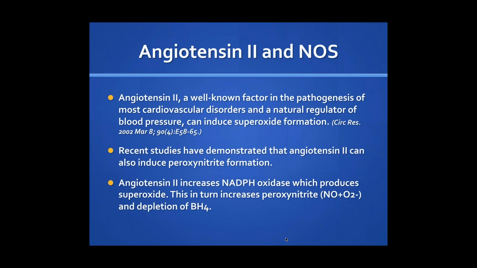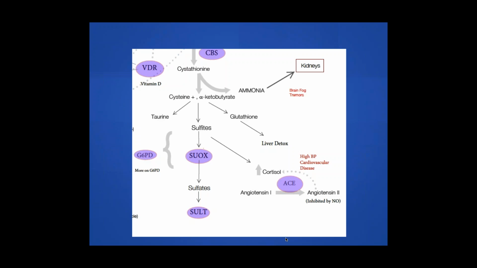So let's talk about angiotensin 2 and the nitric oxide synthase enzymes. It's a well-known factor in the pathogenesis of most cardiovascular disorders and a natural regulator of blood pressure. What it does is it induces superoxide formation, and we now know that that combines with nitric oxide and lowers nitric oxide, takes it out of the circulation. Recent studies have demonstrated that angiotensin 2 can induce peroxynitrite formation, and angiotensin 2 increases NADPH oxidase, which produces superoxide. This in turn increases peroxynitrite and depletion of BH4. So let me show you that pathway here.